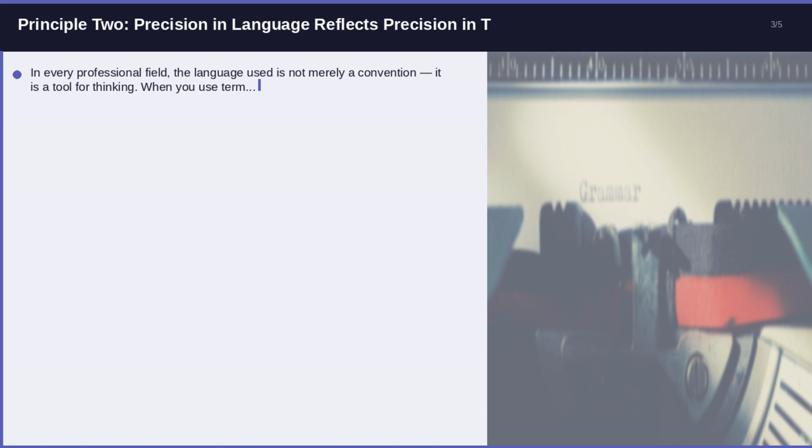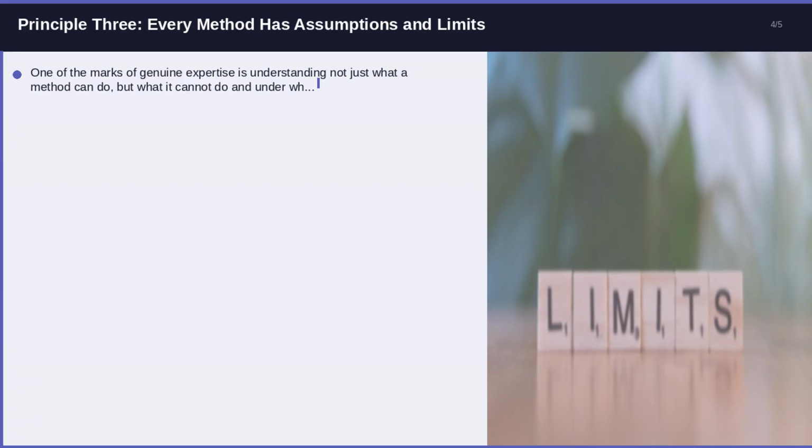their communication. Principle 3. Every method has assumptions and limits. One of the marks of genuine expertise is understanding not just what a method can do, but what it cannot do and under what conditions it breaks down. Methods and frameworks are simplifications of reality, not reality itself. They work by holding certain things constant while varying others. When those conditions are not present in your situation, the method becomes unreliable.